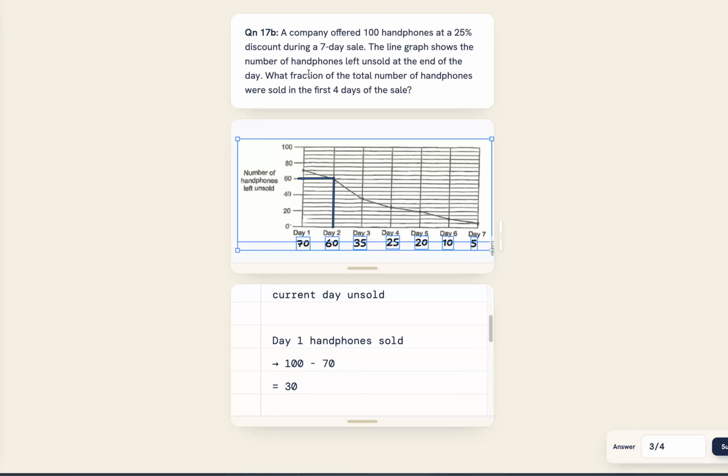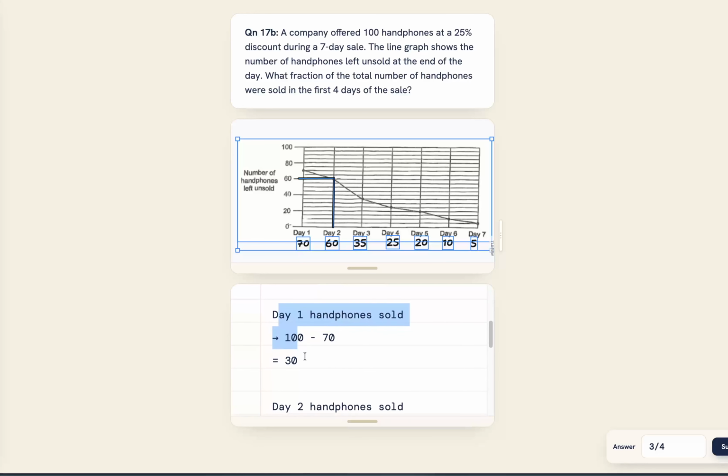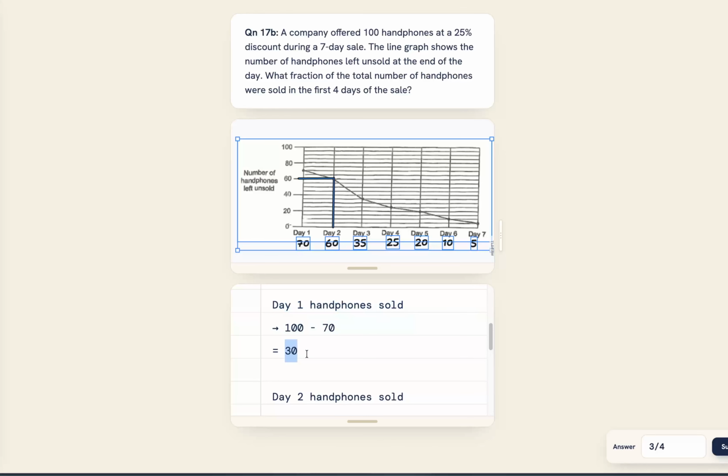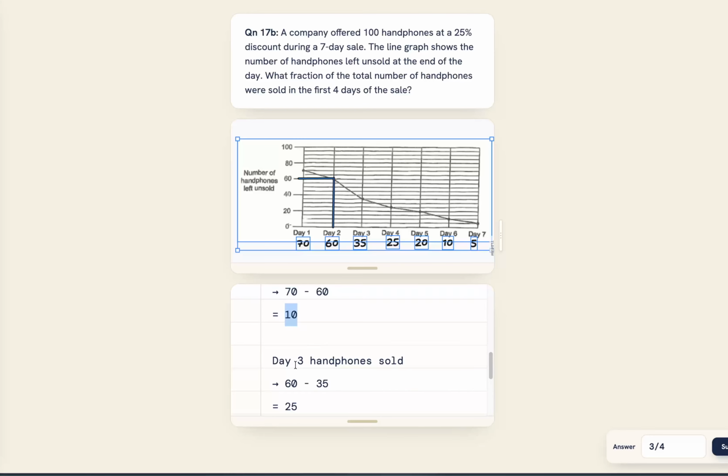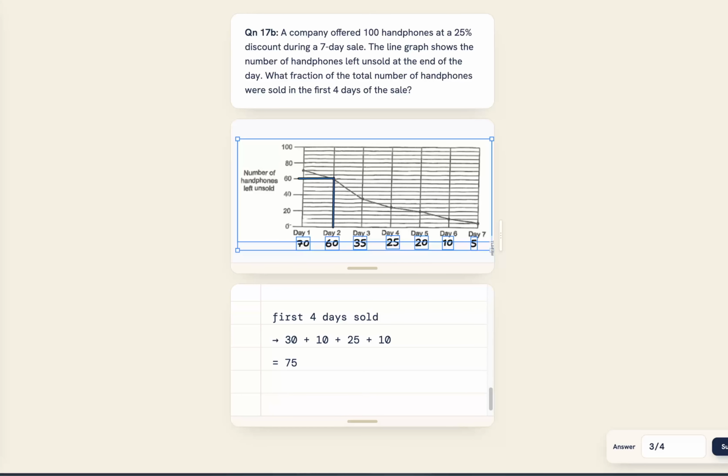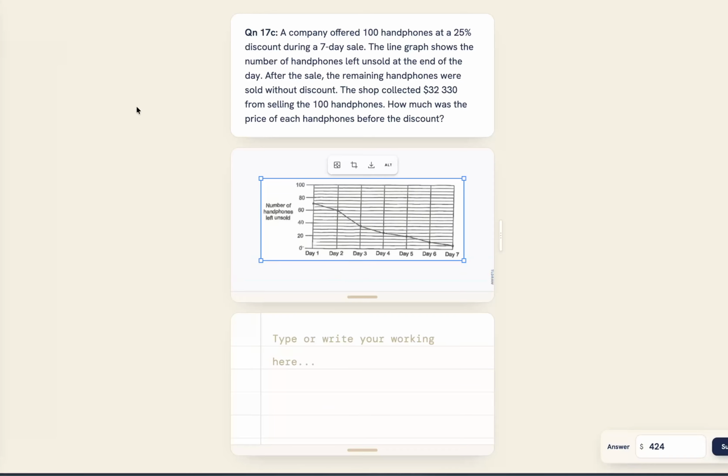There you go. So question 17b, what fraction of the number of handphones was sold in the first 4 days of sale? So we can use what we did in question 17 part A, which is to get all the number of handphones sold. So 30 plus 10 plus 25 plus 10, and this will be 75. So the fraction of total sold in the first 4 days will be 75 out of the total 100, which is 3/4. There you go. And question 17, part C.